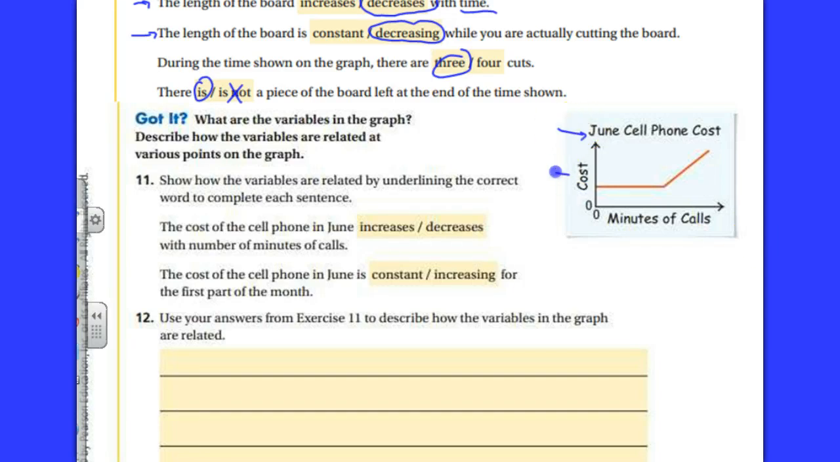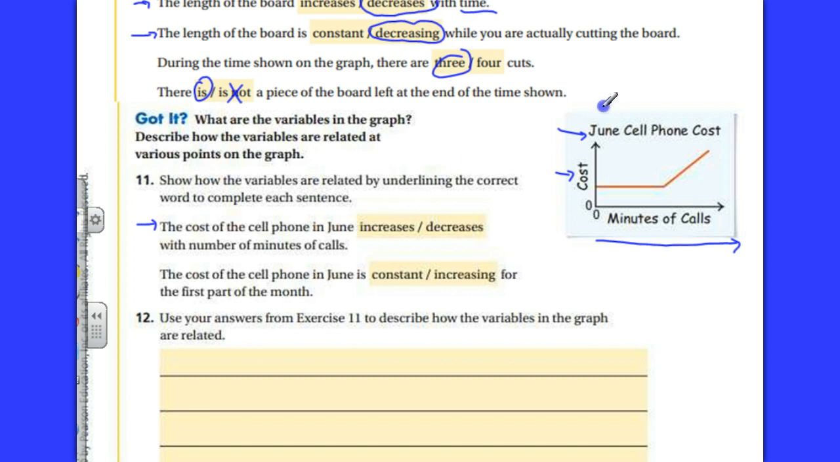And our two variables here are cost and number of minutes. So as you read this graph, you're reading it like this. As the number of minutes goes up, you're making an observation of something that's happening to June's cell phone. It says show how the variables are related by underlining the correct word to complete the sentence. And it says the cost of the cell phone in June increases or decreases.